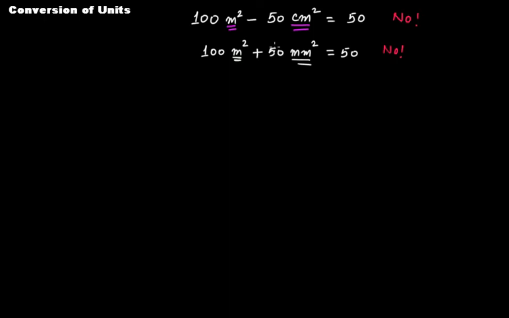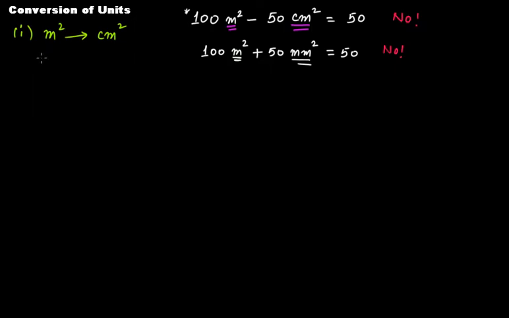How to do this? Let's take this first one. Here it is 100 meter square minus 50 centimeter square. Now, either you change this meter square into centimeter square or you change centimeter square into meter square. It may depend upon the situation, it may depend upon the problem you are solving. Let's change both these two one by one. First, I'll change meter square into centimeter square. Okay, how to do this?